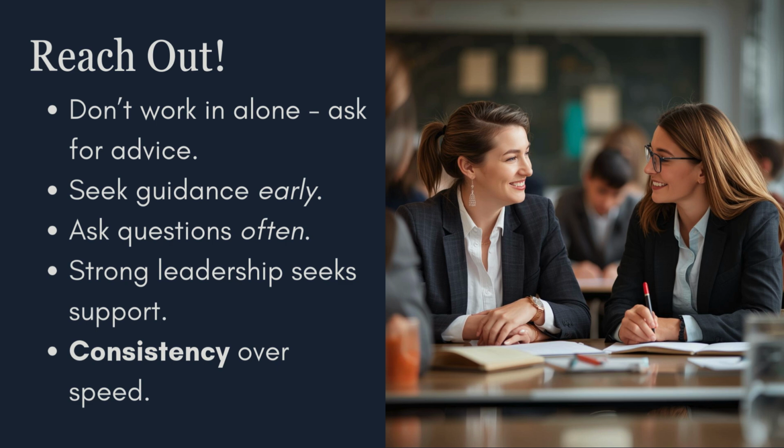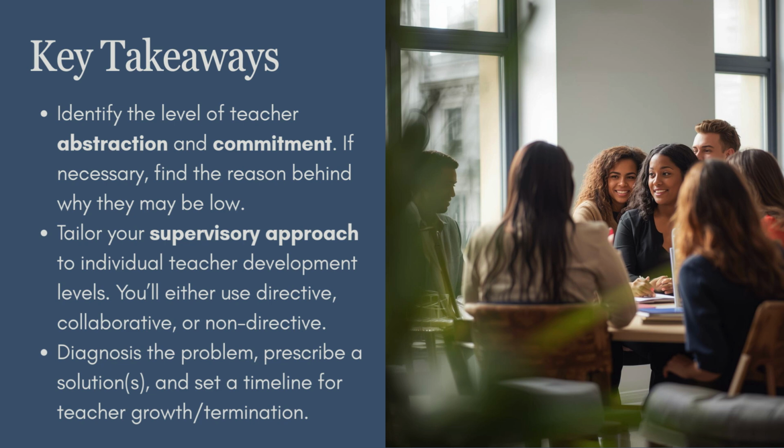I'm not asking you to run through these observations as fast as you can. I want you to be accurate. Our key takeaways are that we want to identify that level of abstraction and commitment, and then find out the reason behind it. Because if we can increase those levels by finding out the problem and fixing it, that's the goal. Let's diagnose, and then tailor our supervisory approach to their level of development. We'll either use directive, collaborative, or non-directive, and again, if you're not sure, ask. Then we diagnose the problem, prescribe a solution or solutions, and set a timeline for teacher growth.